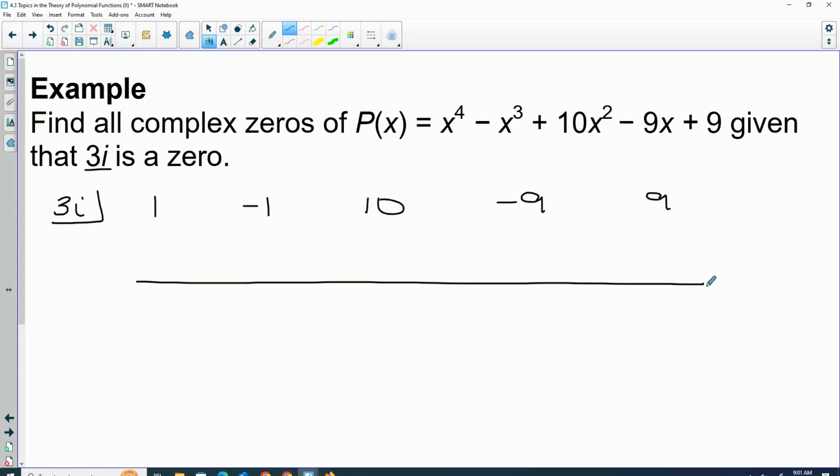And we're going to do synthetic division with this. Okay, synthetic division. The first number always just comes straight down. Then we multiply. 1 times 3i is 3i. Add negative 1 plus 3i. They are not like terms, so I have to keep them both.